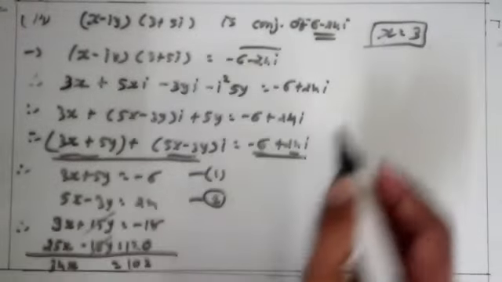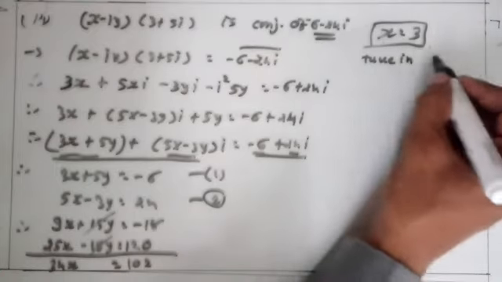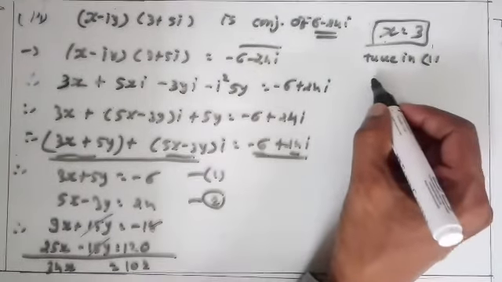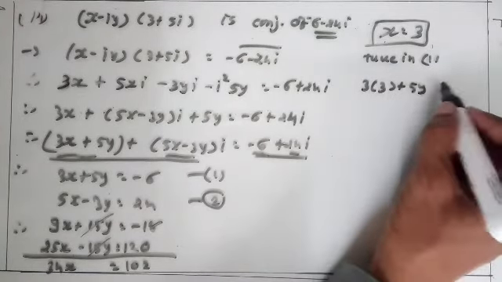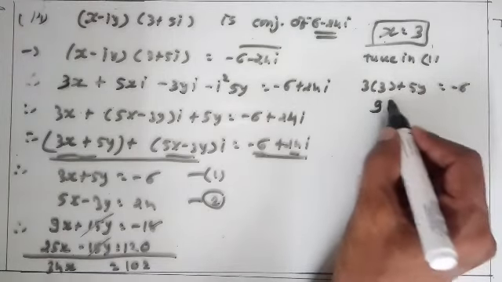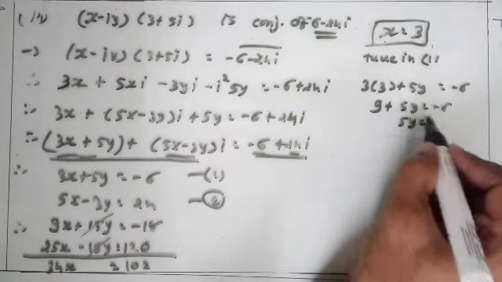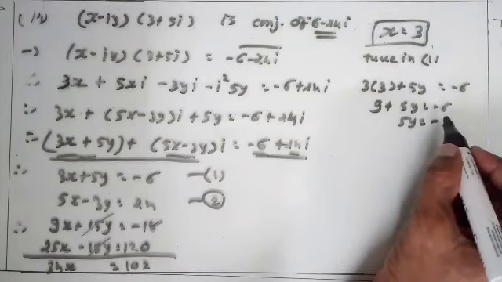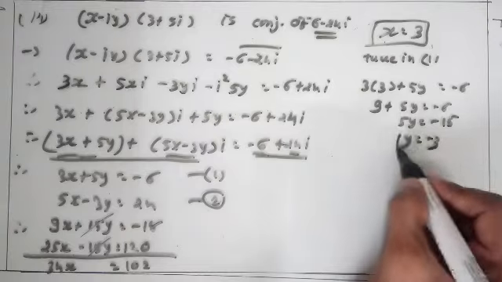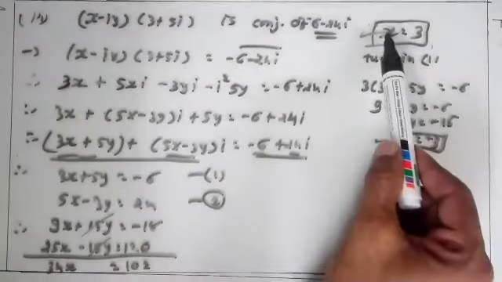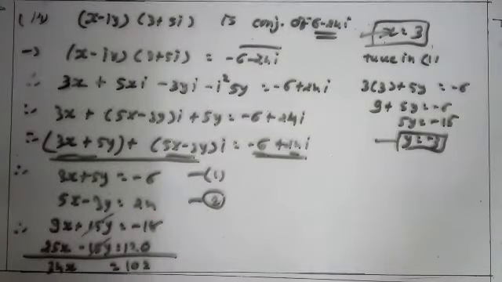Take the first equation. So we get 3 into x, which is 3, plus 5y is equal to minus 6. 3 times 3 is 9, plus 5y is equal to minus 6. So 5y is equal to minus 6 minus 9, taking this to the other side, which becomes minus 15. So y is equal to minus 3. So this is the value of x is equal to 3 and this is the value of y is equal to minus 3. Okay.